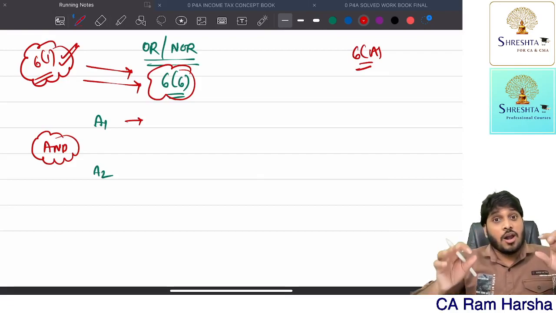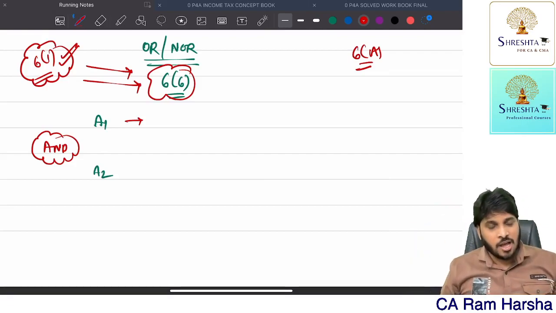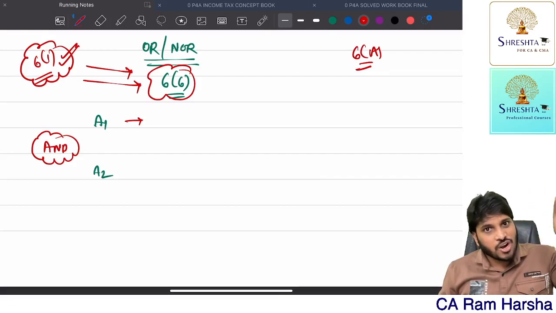Now, if an individual becomes resident because of this 120 days logic, we will not check Section 6 clause 6. He is just a resident but not ordinarily resident.